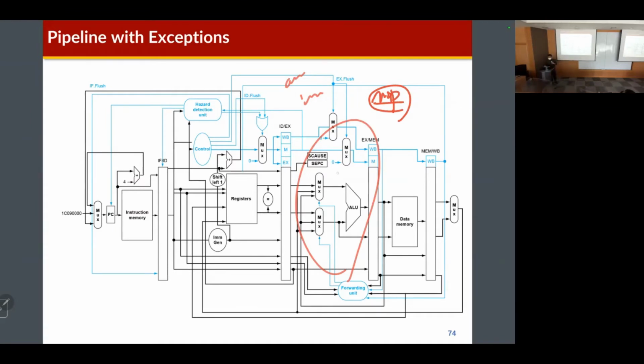And it's the same for exception handling. So we assume that the exception is detected when an add instruction is in the EX stage, which means that we need to make this add instruction a no-op. In order to generate no instruction, we can make all control signals zeros.